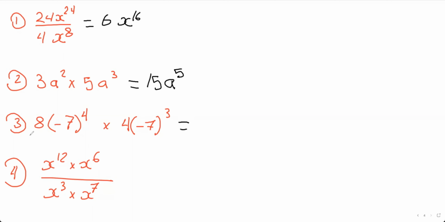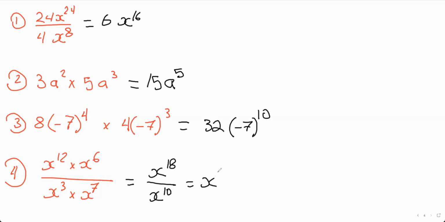This one is a bit tricky, but it's almost the same thing. 8 times 4, these we call coefficients, so that's 32. And negative 7 to the power of 4 times negative 7 to the power of 3, that's going to be negative 7 to the power of 7. And now here you want to multiply the tops together, and you're going to get x to the 18 since you're adding the exponents, and you do the same thing to the bottom. You multiply x to the 3 times x to the 7, you get x to the 10. Now you're dividing, so you subtract the exponents, and you're going to get x to the 8.